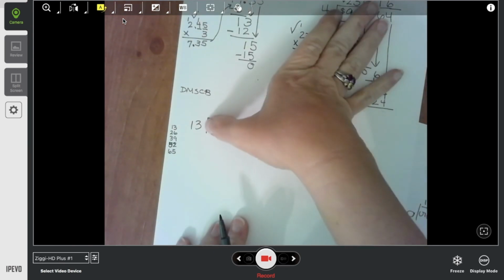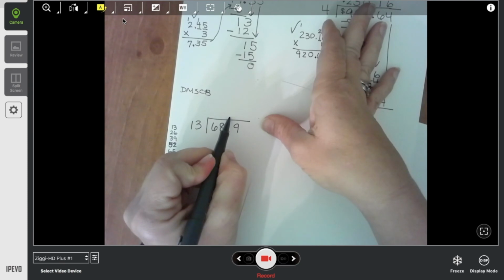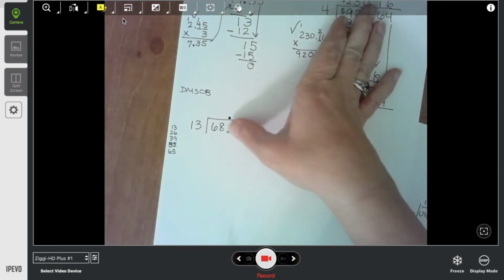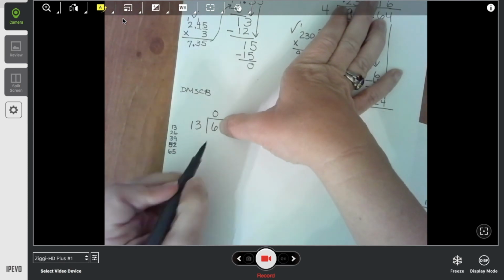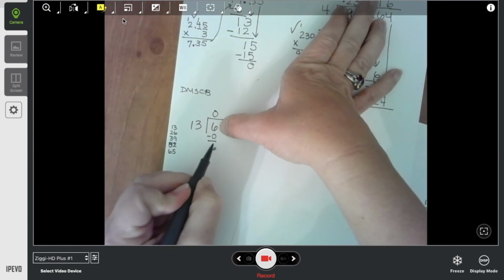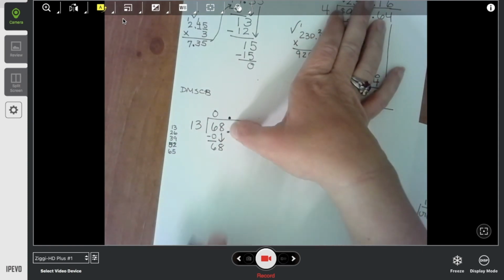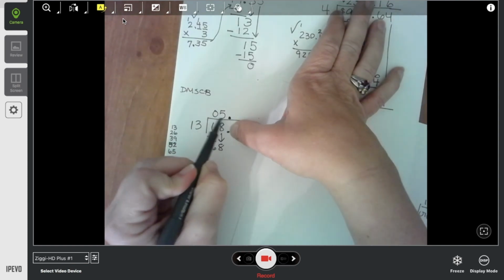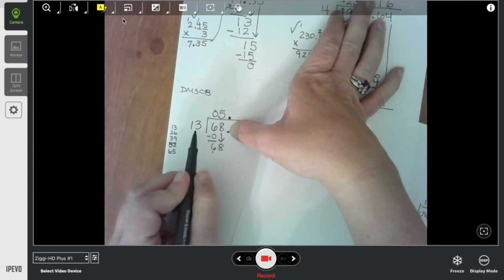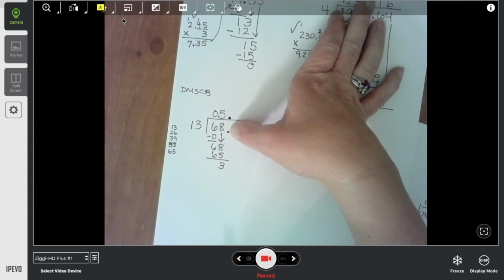All right, let's start one at a time. There's my decimal. We're going to move it straight up to hold that place value. Start with the 6. Can 13 go into 6? No, it cannot. So we'll move over, bring down the 8. Can 13 go into 68? Yes, it sure can. 1, 2, 3, 4, 5 times gets me to 65. 5 times 13 is 65. Remainder of 3. Move on over.